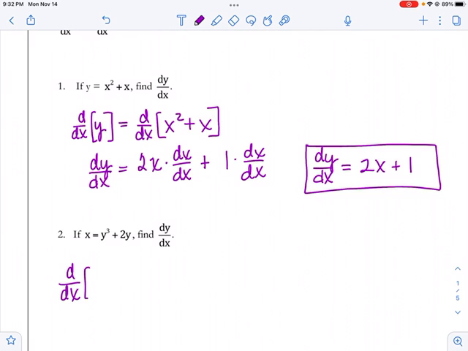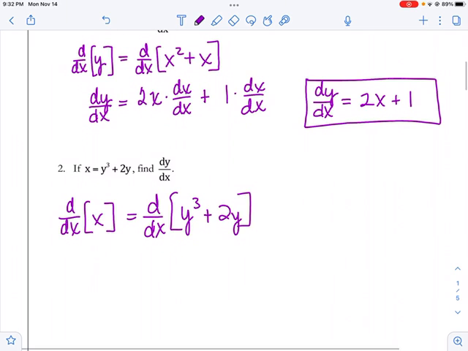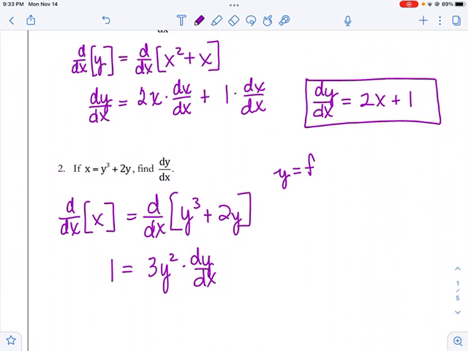So on the next one, we have the derivative with respect to x of just x, and then on the right-hand side, we have the derivative with respect to x of y cubed plus 2y. On the left-hand side, the derivative with respect to x of just x is going to be 1. And on the right-hand side, we've got 3y squared, and then I'm going to multiply by the dy/dx using the chain rule there. 3y squared, taking the derivative of the outer, y cubed, and then the derivative of the inner, where y is a function of x. So we're going to have to take the derivative of the inside. That's our dy/dx, plus then we have 2 times dy/dx there.